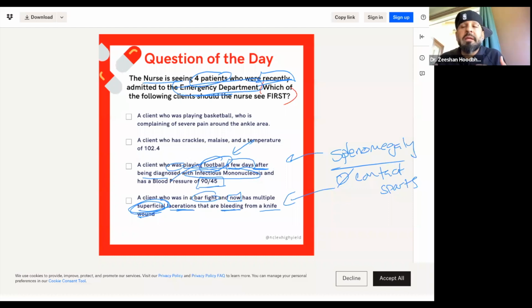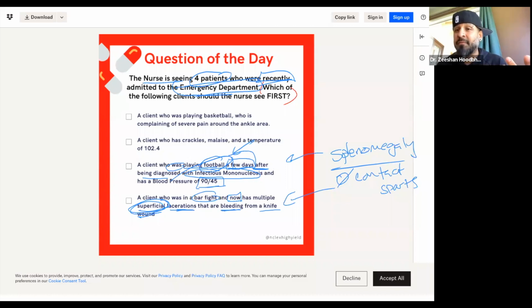I throw in something that is a contact sport because now it's a few days after they were diagnosed with it. So again, if I give you time, age, gender, anatomical location, lab values, I'm giving it to you for a reason, right? As a test maker, I'm giving you a clue here.